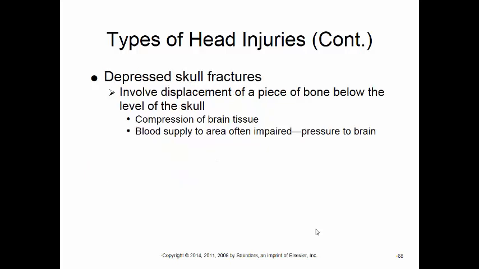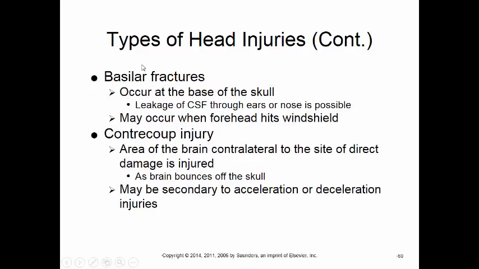Depressed skull fractures are when a piece of the bone actually gets displaced and pressed into the brain tissue and causes compression of the brain tissue. This also leads to a decrease in blood supply for the area and increases the intracranial pressure. Basilar fractures occur at the base of the skull, and you often see leakage, and cerebral spinal fluid can actually come out through the ears and nose. It may occur when the forehead hits the windshield, but the back of the skull, the base of the skull, is what actually fractures.